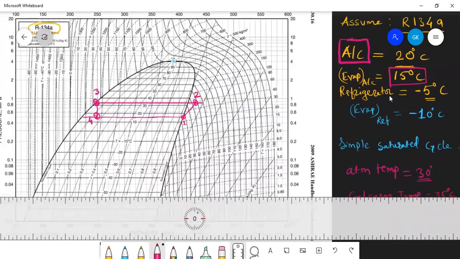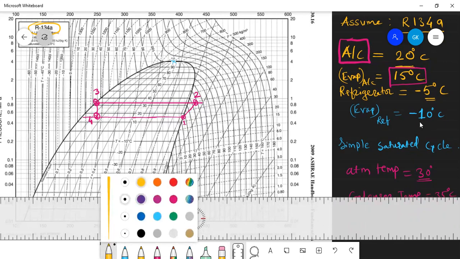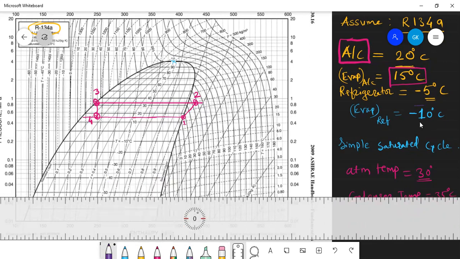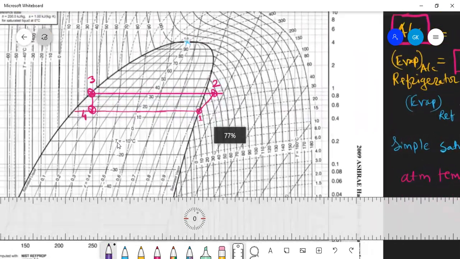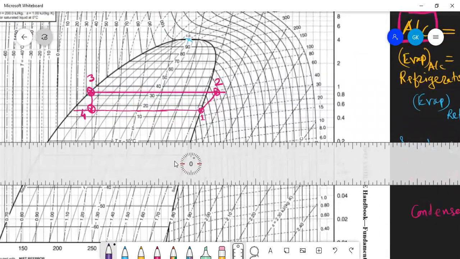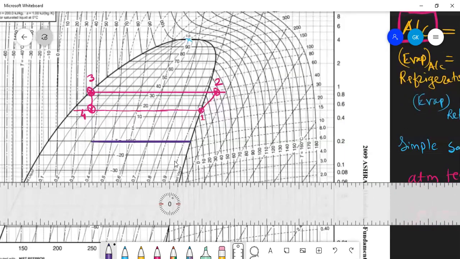Now see the refrigerator. Refrigerator temperature is minus 10 degrees Celsius. So let us take a different color. Here it is minus 10 degrees Celsius. Draw the horizontal line. Since we are assuming a saturated cycle, the point will be here. Let us give the notation 1 dash.